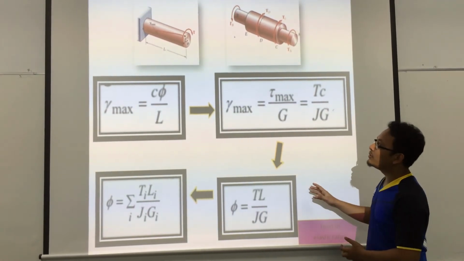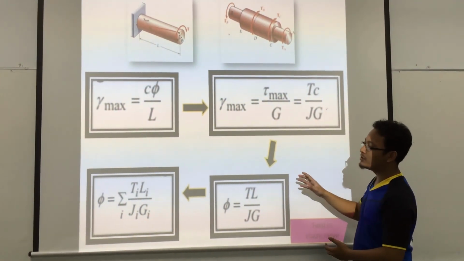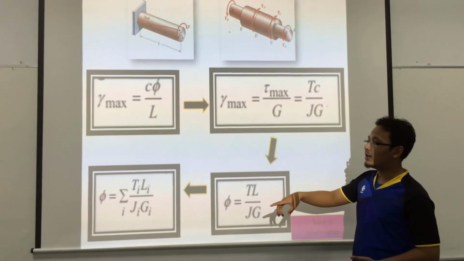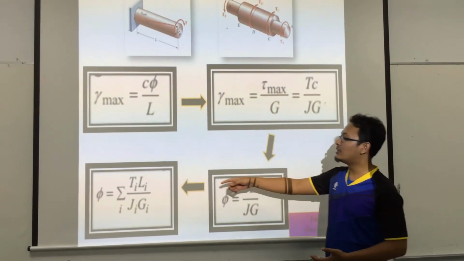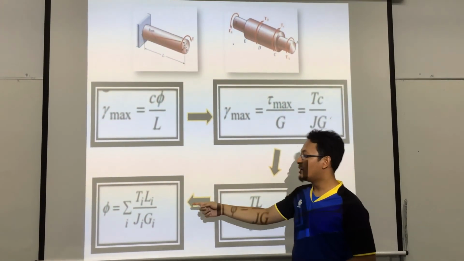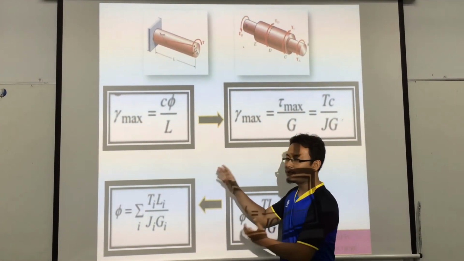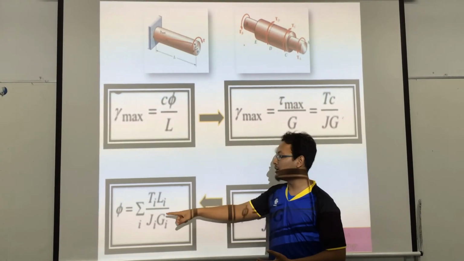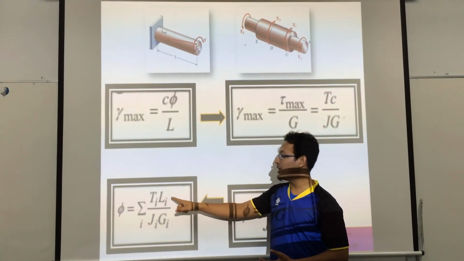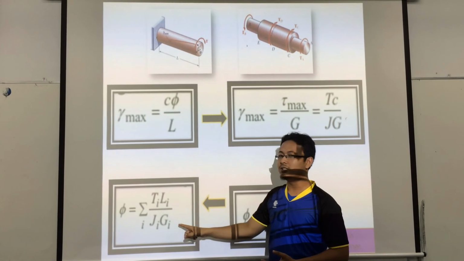Basically this formula we use in summation form. To do the summation form, this is the formula for the summation form. The summation form can be the sum of TL over JG.